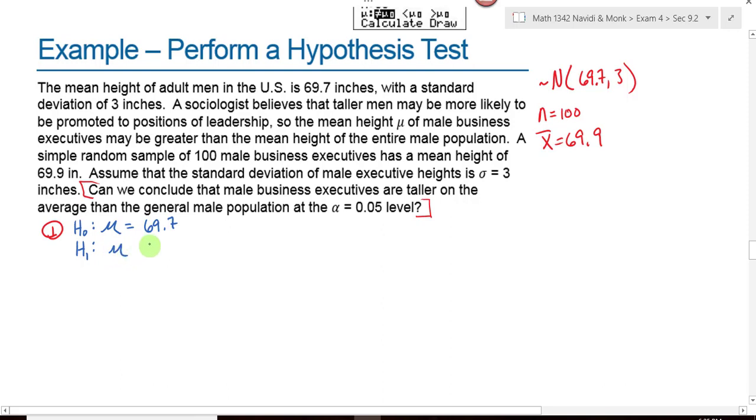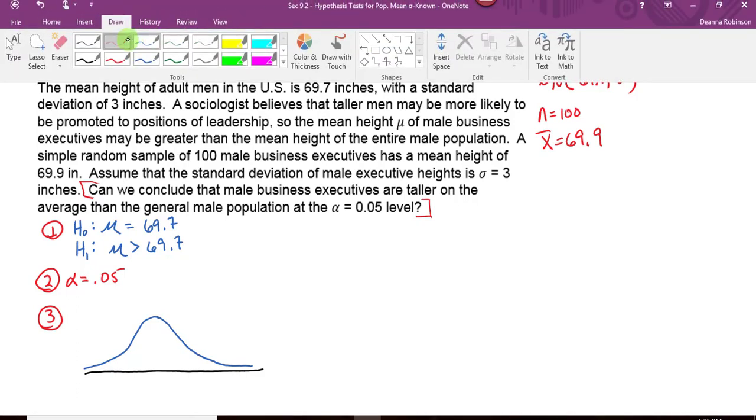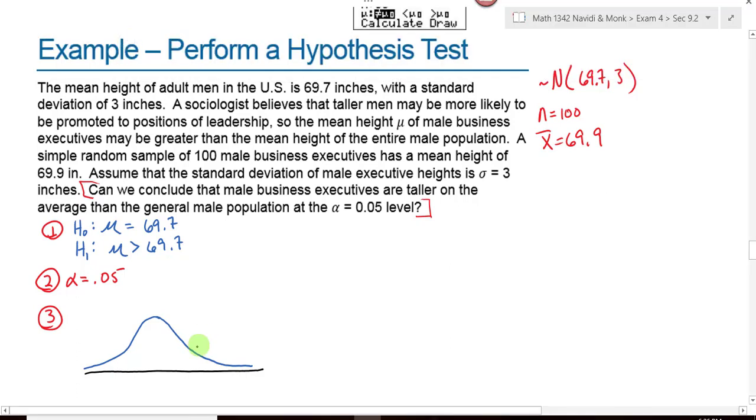So for my alternative, I have the same parameter and the same number. What's the inequality going to be? Greater than, because I wanted to know, are they taller than? Number 2 is to identify what? Alpha, and that's going to be 0.05. Step 3 is to draw a picture. And will my alpha be to the left, to the right, or split evenly between two tails? It's to the right. And since that area is 0.05, what is my critical value going to be?